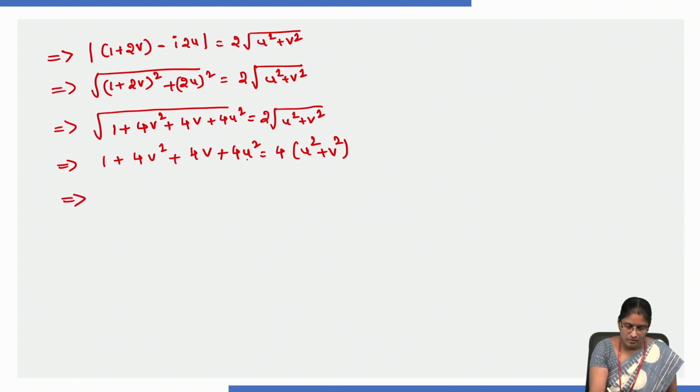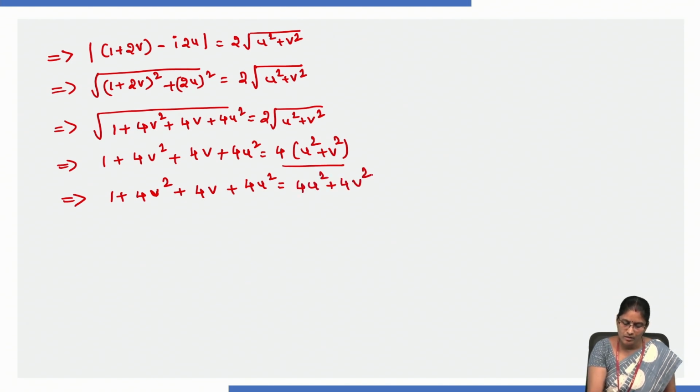Here 4u square is there. We have to note down one more line here: 1 plus 4v square plus 4v plus 4u square is equal to, multiplying with 4, we get 4u square plus 4v square. In the LHS, 4u square is there, and in the RHS, 4u square is there. Cancel these two. Here 4v square is there, and here also 4v square is there. We get 1 plus 4v is equal to 0, which represents a straight line. We get v is equal to minus 1 by 4.